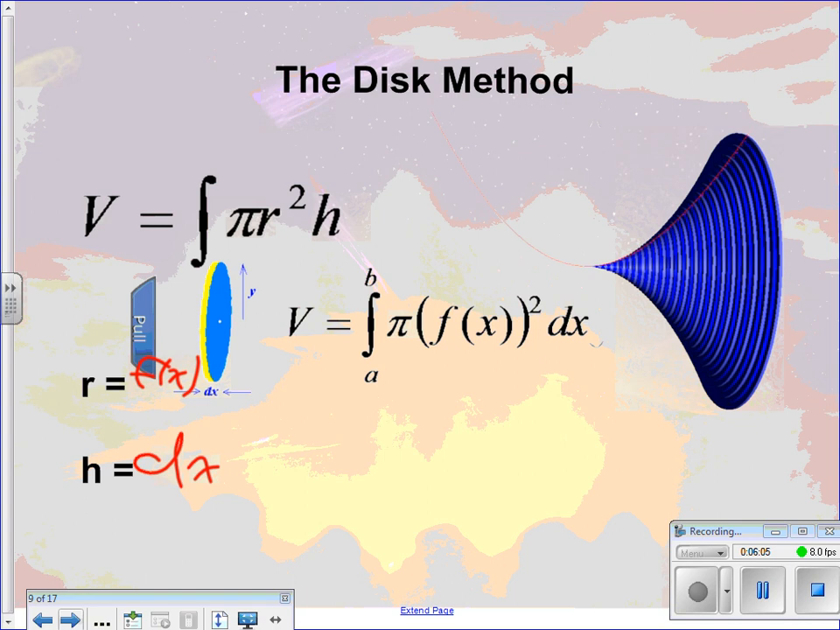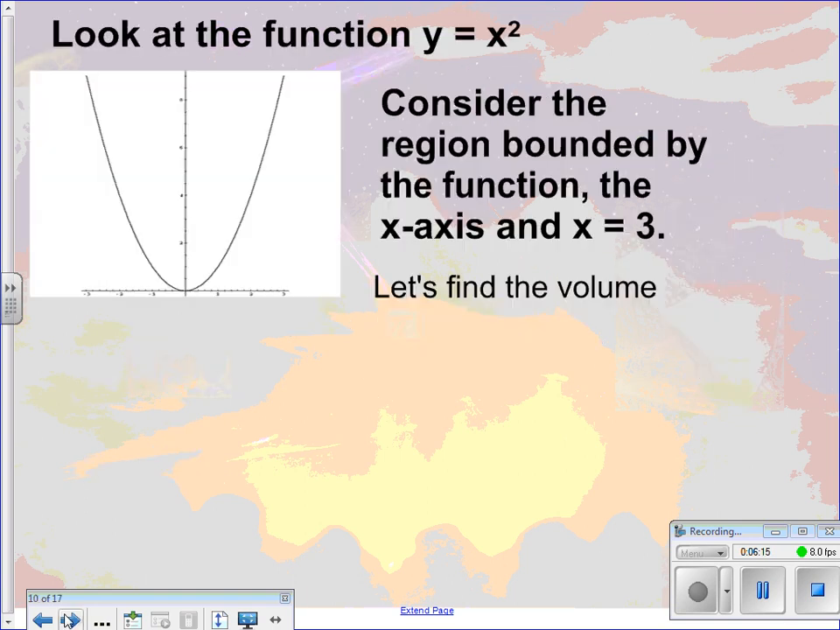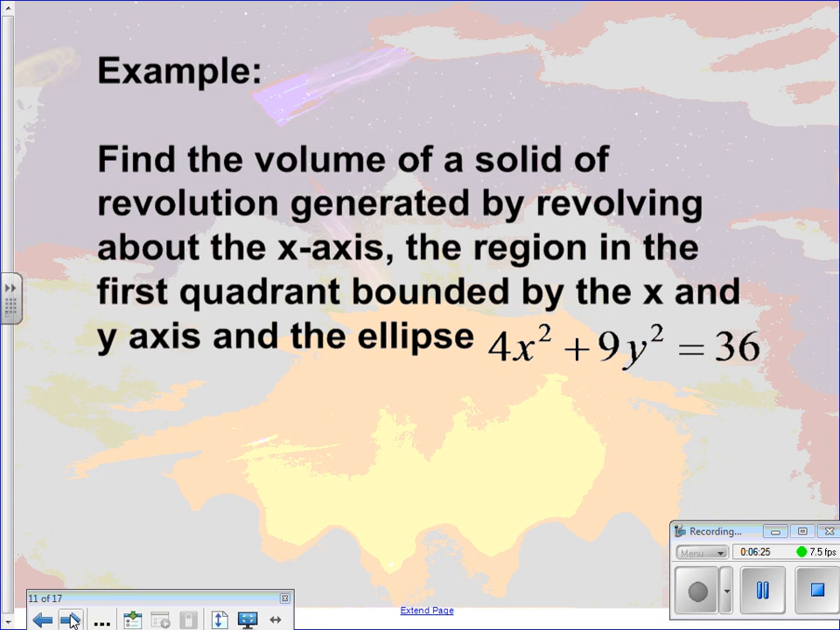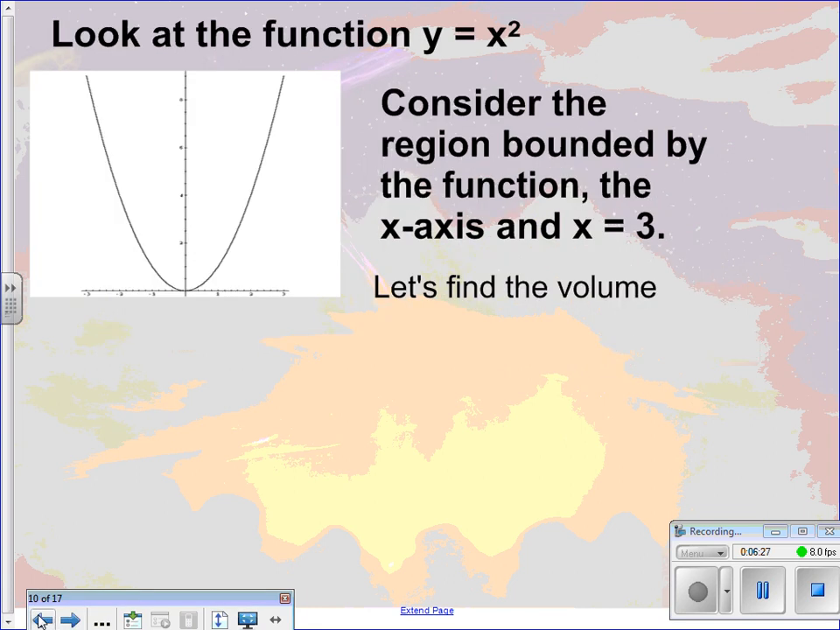It's the same thing we were just doing, only every single slice is a rectangle, is a disk. Does that make sense? That's exactly what we're doing here. Okay. So let's go back and consider the function. Let's find the volume. So we're going to do that here. We're going to find this volume of what we were talking about.